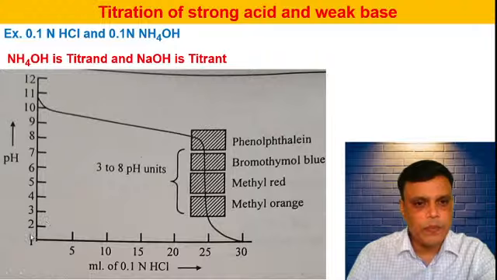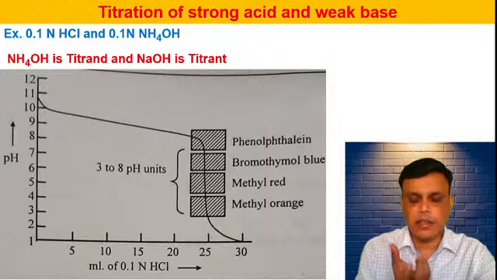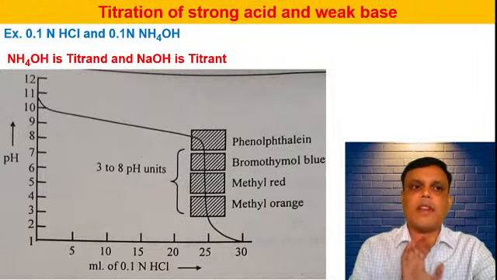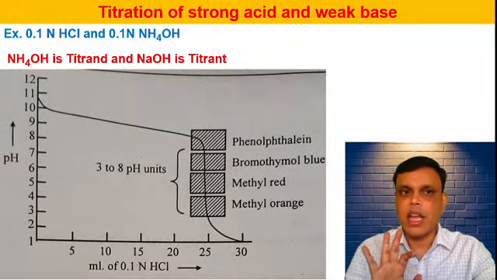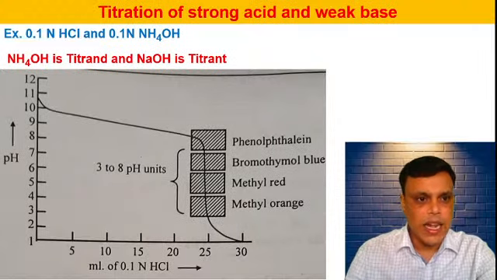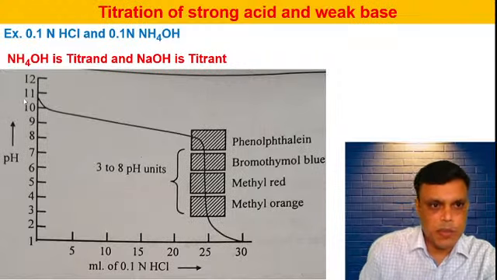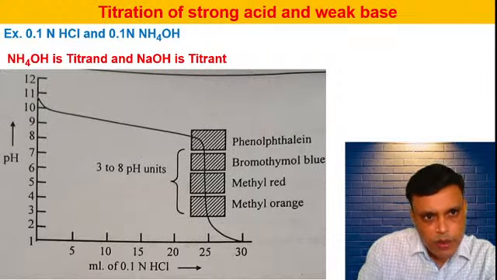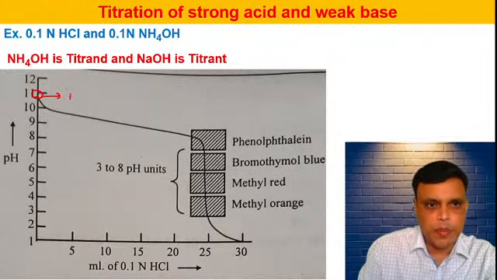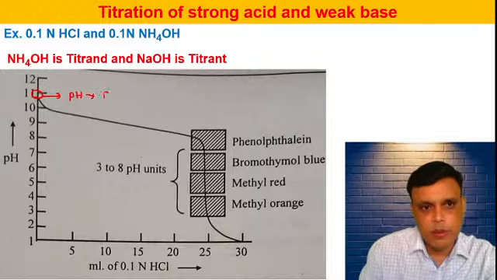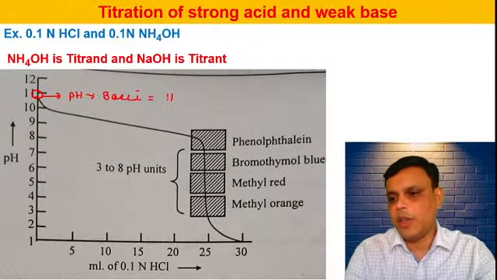Okay, so now here at the first point, or at the 0 time starting point, our conical flask contains only ammonium hydroxide. And ammonium hydroxide is a base. So here at the starting point your pH is basic, that is 11.